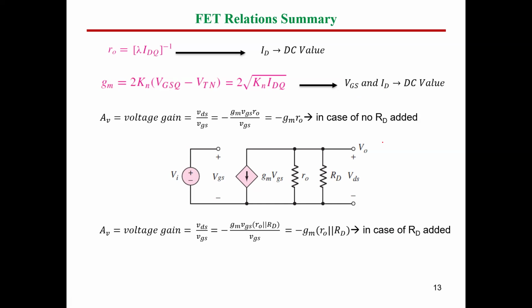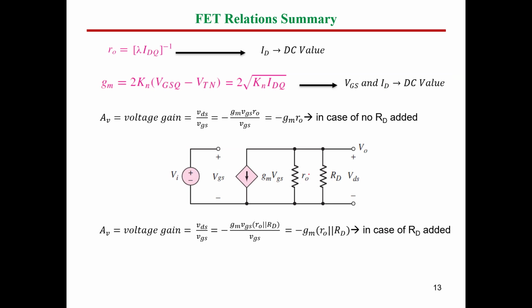Now we can find the gain for our circuit or our amplifier. The gain means output voltage divided by input voltage, so we're amplifying a voltage signal. How can I get the output voltage here?